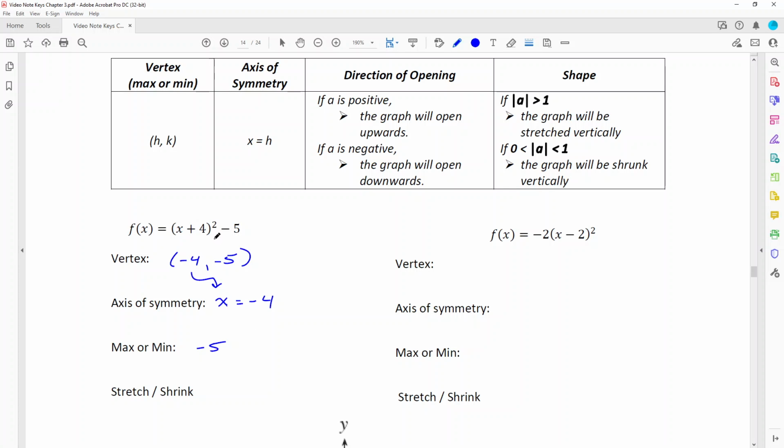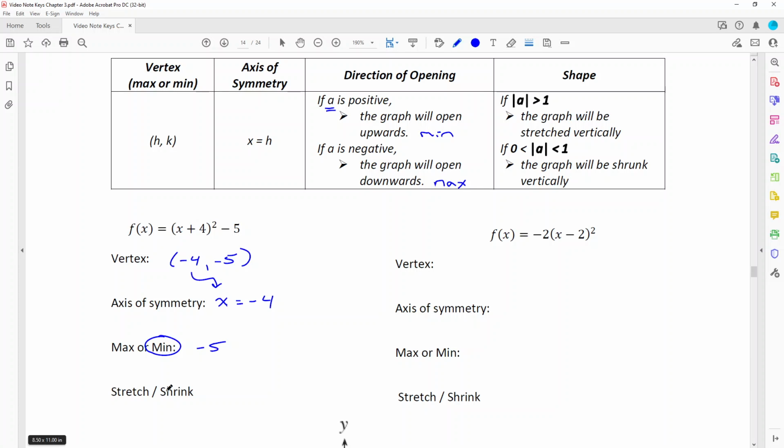And how do you tell if it's a min or a max? Well, if your a value is positive, the graph opens up and you get a min. If a is negative, the graph opens down and you get a max. So this would tell me that it is a minimum of negative 5 when x equals negative 4.